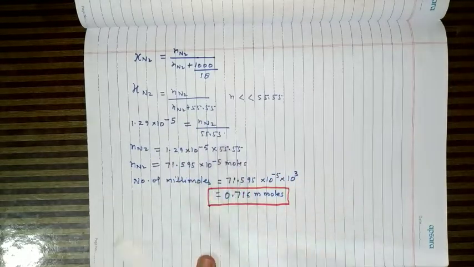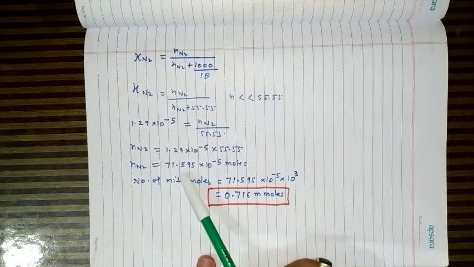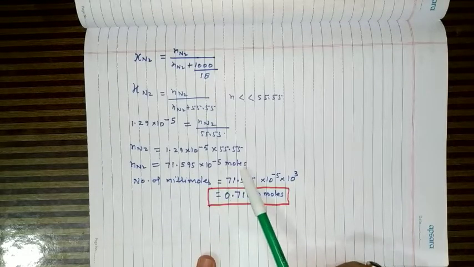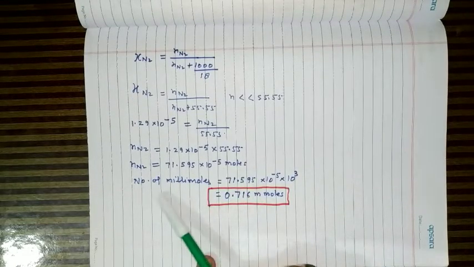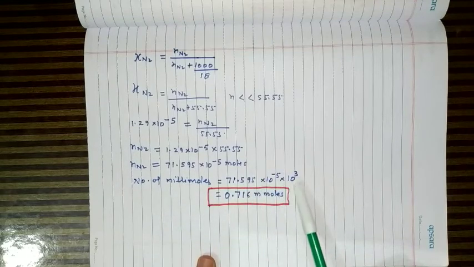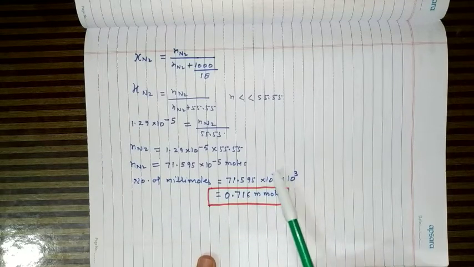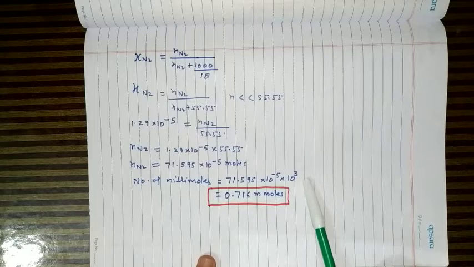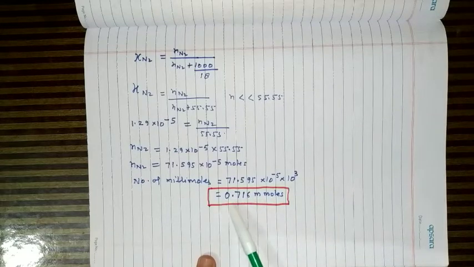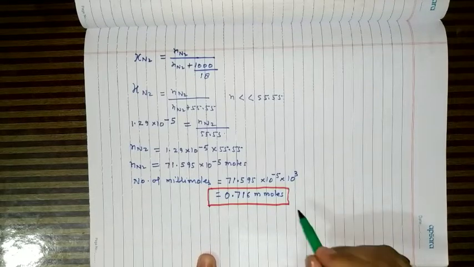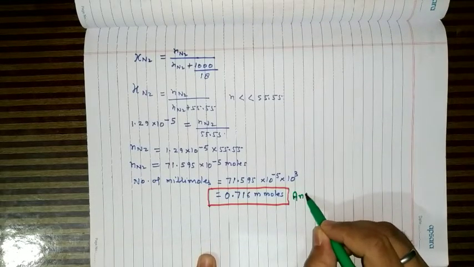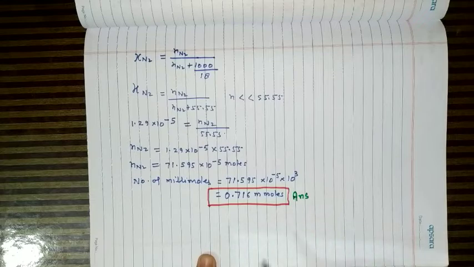On solving you will get 71.595 into 10 raised to the power minus 5 moles. Now since millimole is asked, 1 mole equals 10 raised to the power 3 millimoles, so multiply it by 10 raised to the power 3, then you will get the answer 0.716 millimoles. Write here that this is our required answer, and enclose the answer in a box as is required to make the answer systematic. Thank you.